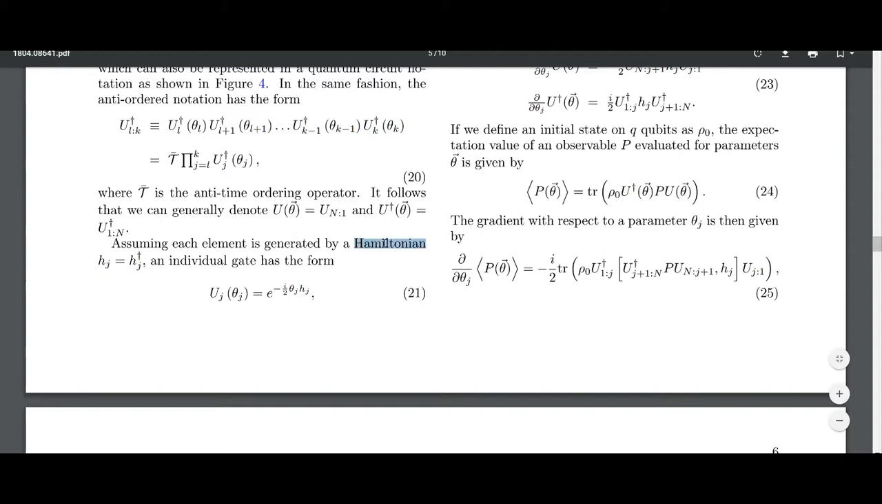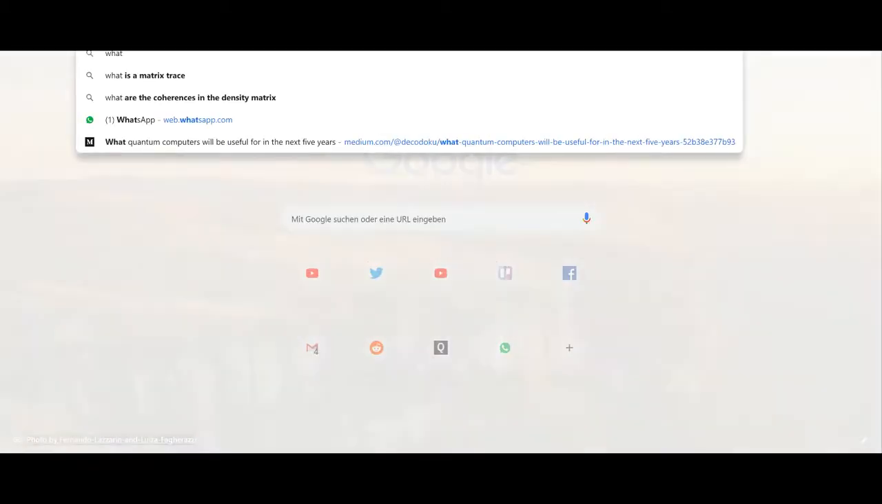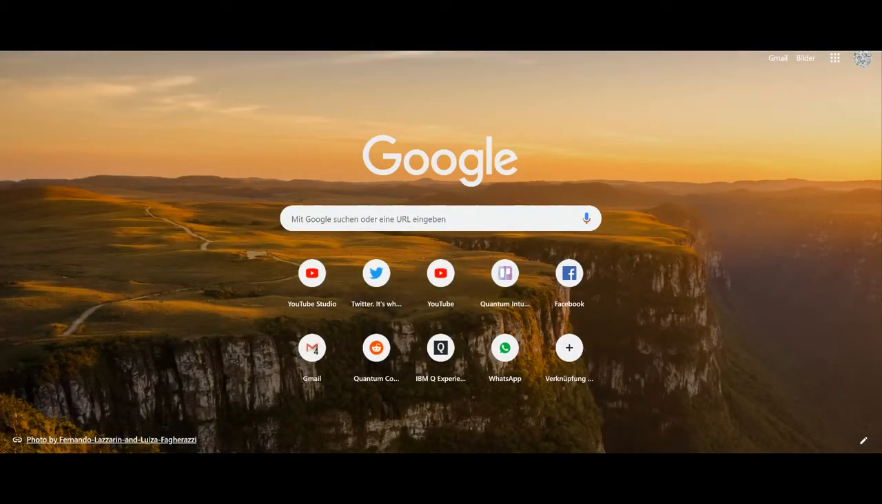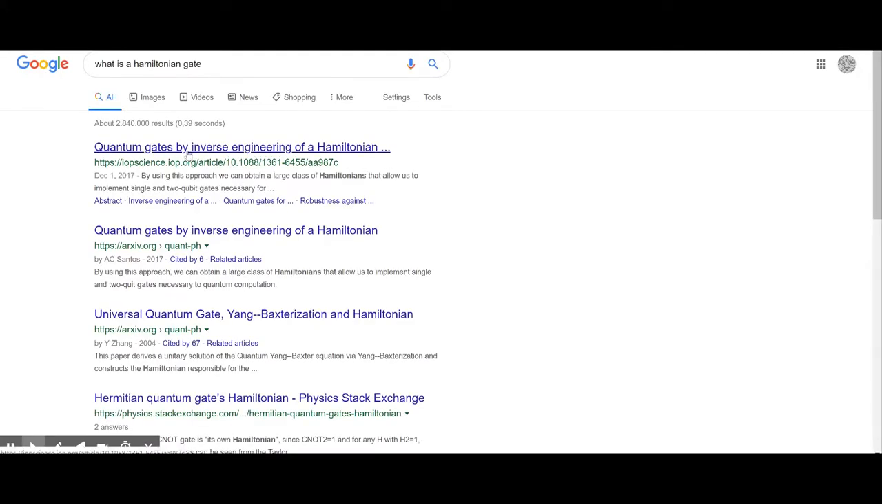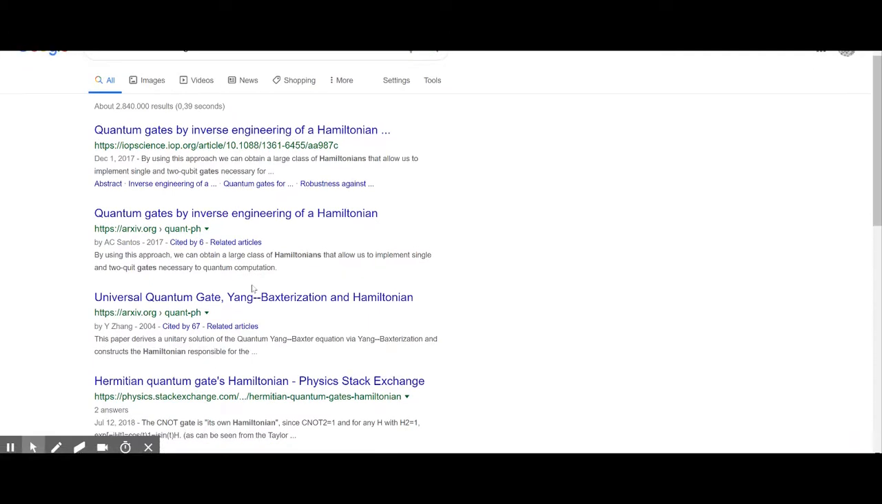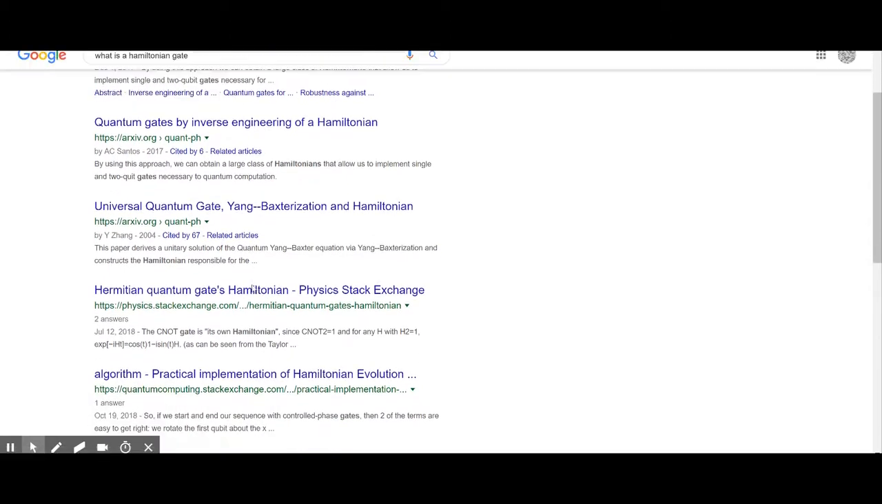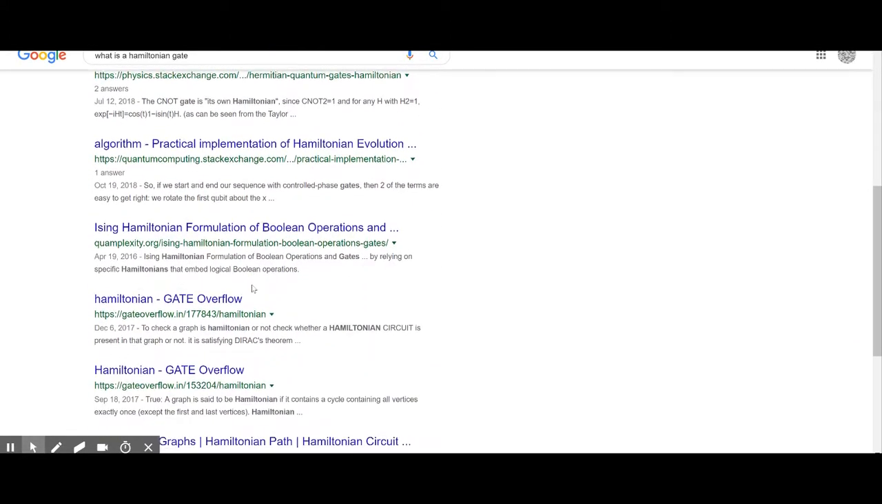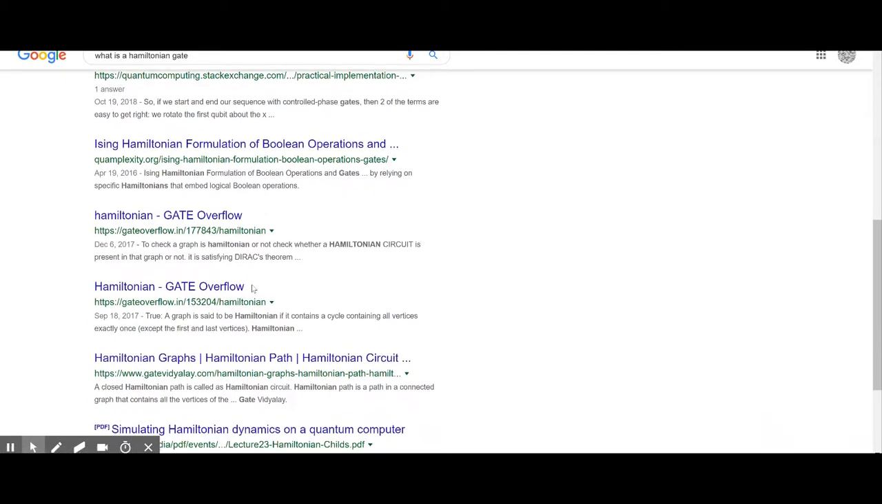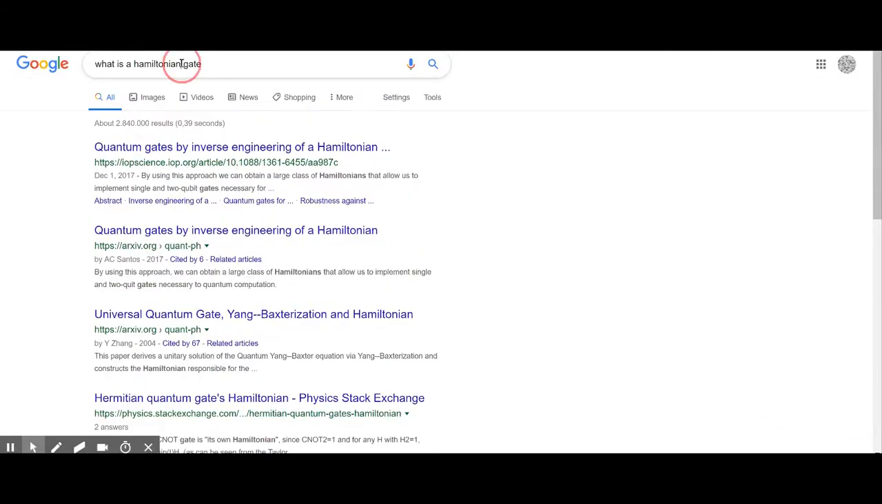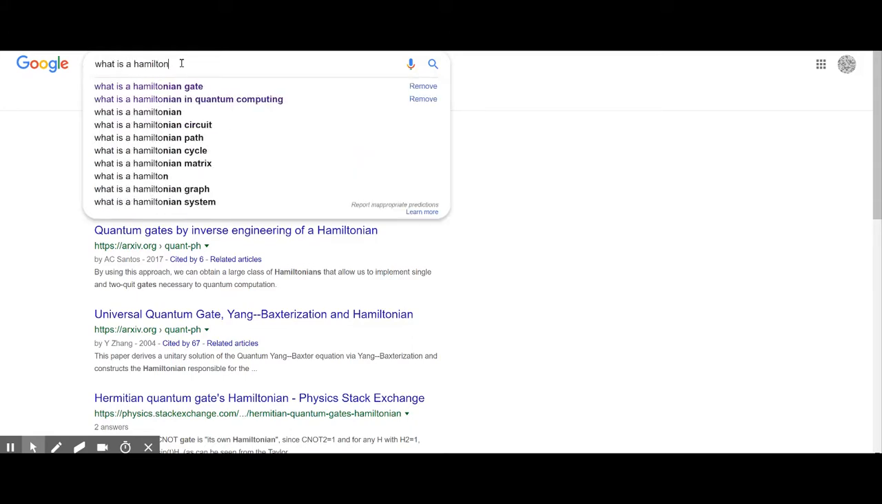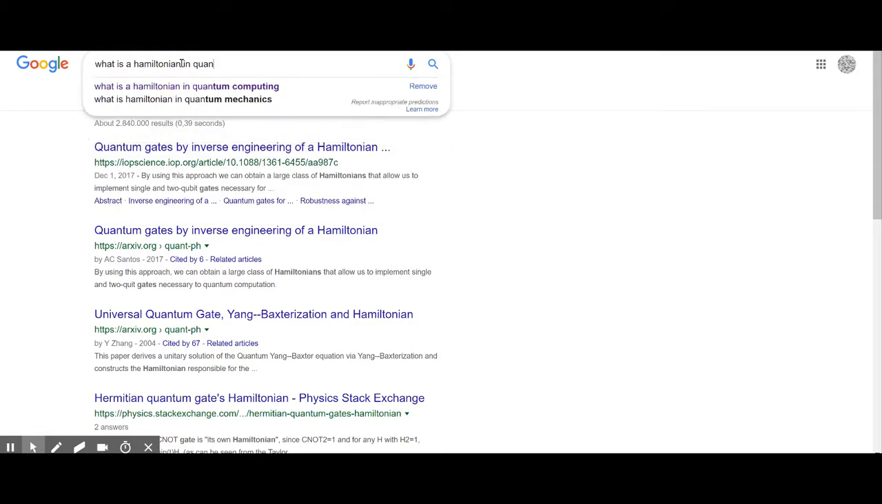What I don't know is what a Hamiltonian really is in that context. Assuming each element is generated by a Hamiltonian. So, Mr. Google, what is a Hamiltonian gate? Quantum gates by inverse engineering of Hamiltonian. Ising-Hamiltonian formulation. What is a Hamiltonian in quantum computing?